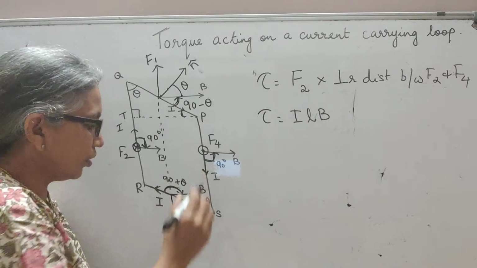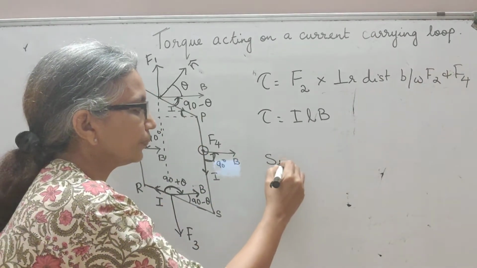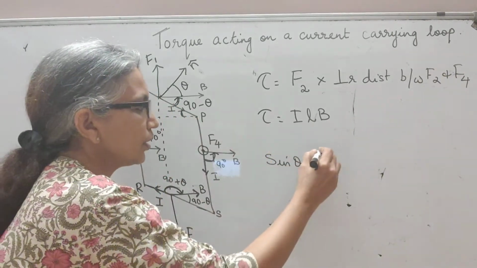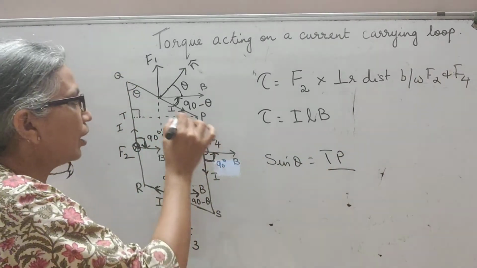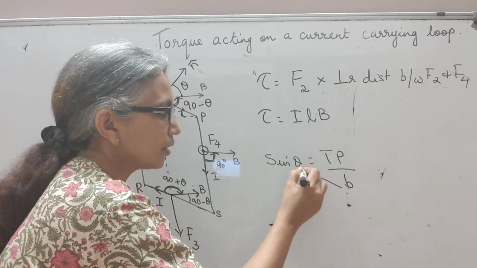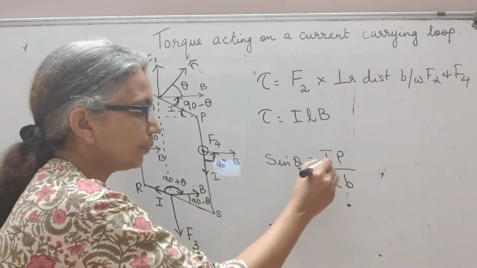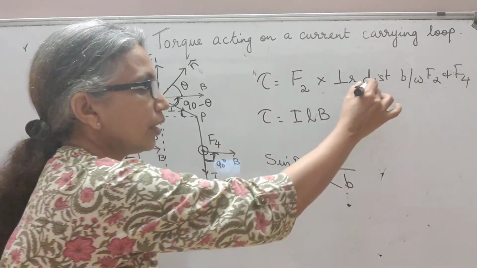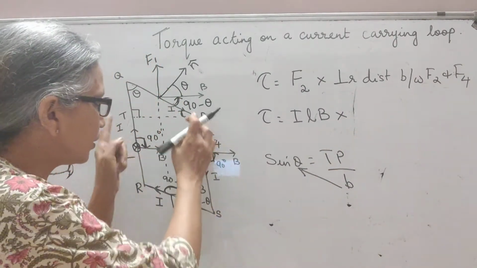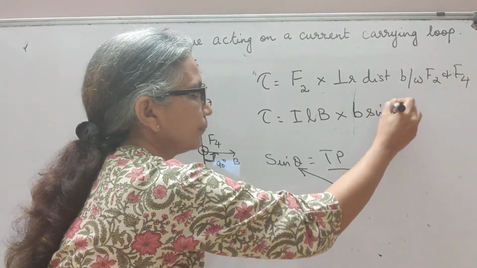Now from this triangle, what can I write? From this triangle here, what is sine theta? From this triangle, sine theta is opposite side, that is TP, by the hypotenuse, which is the breadth of the coil, B. So the perpendicular distance TP, this is what we want as the perpendicular distance between the two forces. TP is equal to B into sine theta. That's what I'll substitute here. Perpendicular distance between F2 and F4, which is this TP that I'm calling, will be B sine theta.